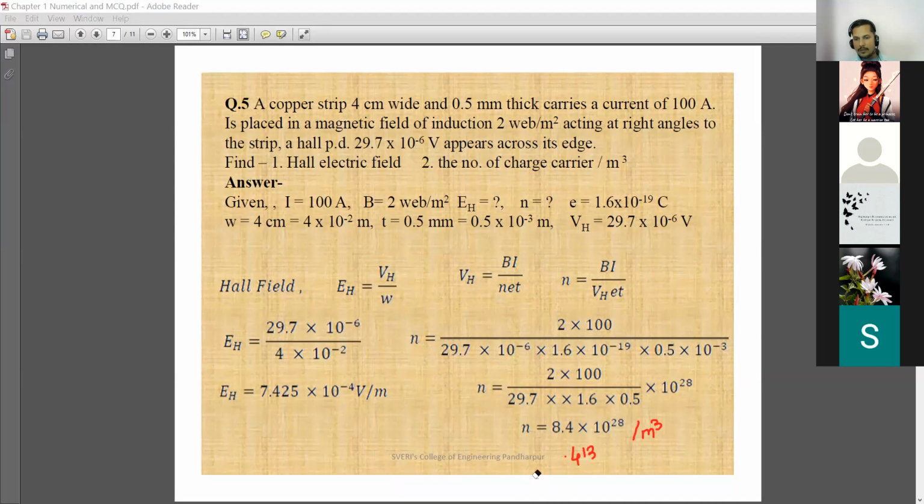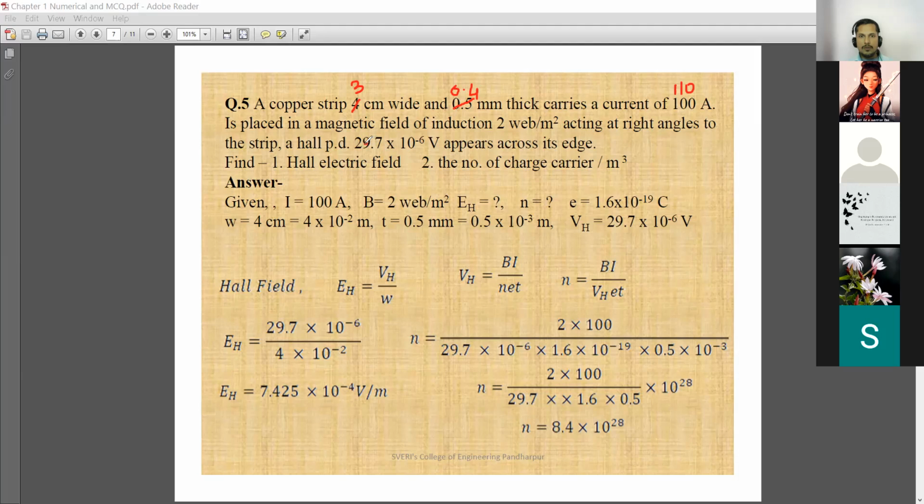Okay, so have you calculated? Everyone is getting this? Yes, sir. Okay. Now what I am doing, I'm changing the values slightly, and now you have to calculate this and tell me what is the answer. So instead of 4, here you take 3 centimeter. This is 0.4 mm thick. Then instead of 100, it is 110. Then the magnetic field as it is.